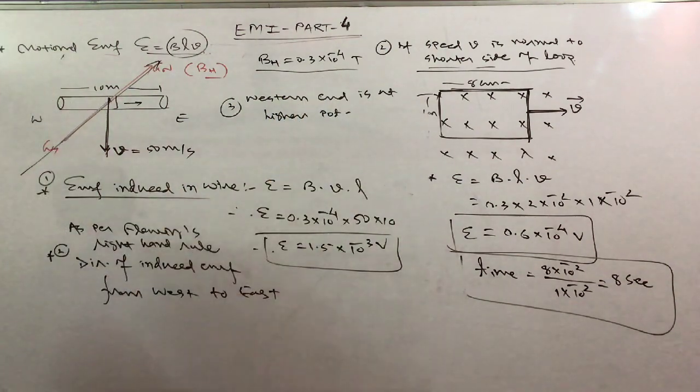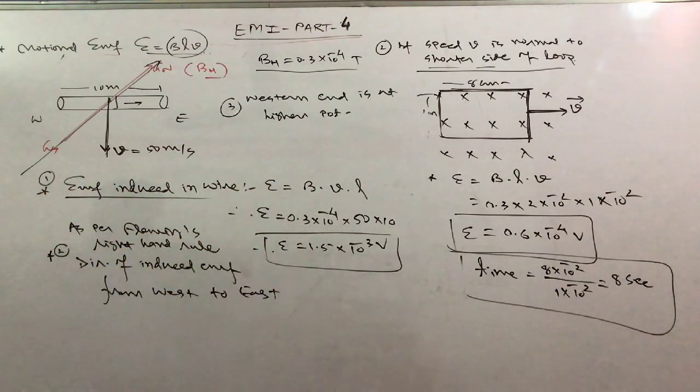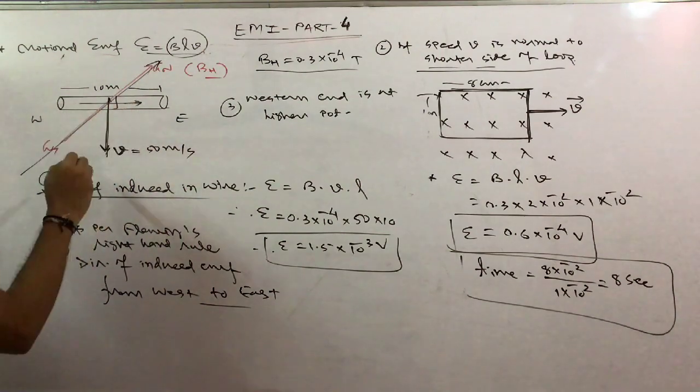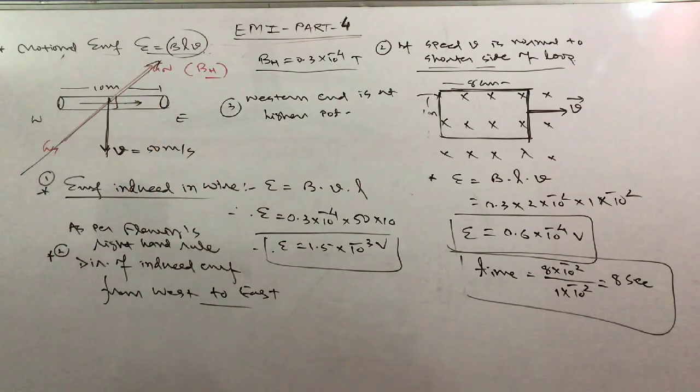So this is the most IMP question. 3 already targets. Number 1, find the induced EMF, find the direction of induced EMF, and out of these two ends, which end is at higher potential, because west to east, so current flows from west to east. That means west at high potential, east at low potential.